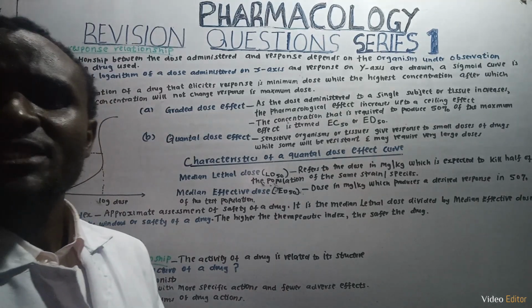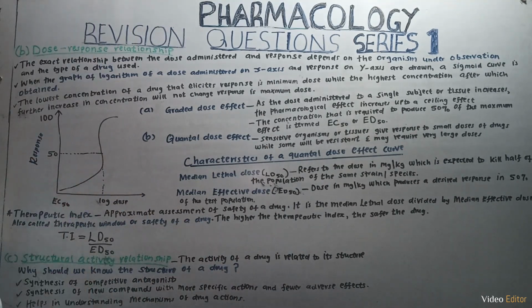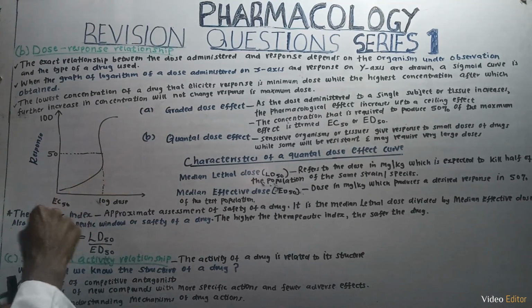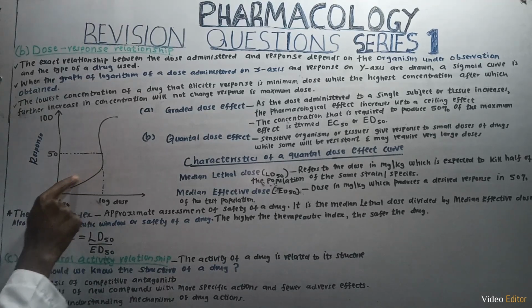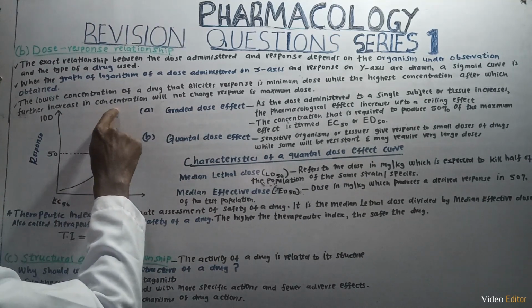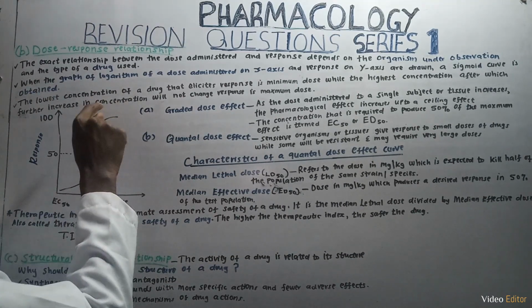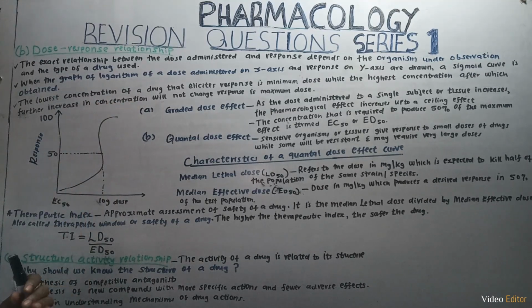So when we plot a graph of response against the logarithm of a dose, we come up with a sigmoid curve. The minimum amount of a drug that elicits response in an organism is known as minimum dose, while the maximum amount of drug, that is the highest concentration of a drug after which further increase in concentration will not change the response, is known as maximum dose. So I want us to look at the graded dose effect.